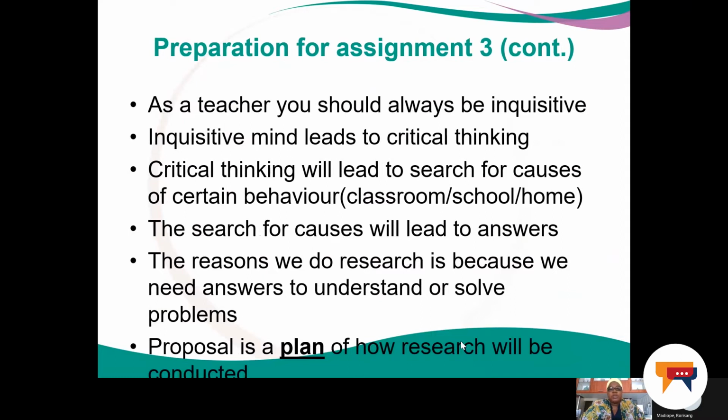Critical thinking will lead to a search for causes of certain behavior, be it in the classroom, school, or home, because you, as a teacher, will be facing all these environments in one day, maybe, or in all your teaching experience. The search for causes will lead to answers. If you do research on why things are happening, you will be able to get the answers. The reason we do research is because we need answers to understand or solve problems. You can't leave your classroom problems unsolved because they will grow or they will invite more problems, which can frustrate you and you end up with burnout.